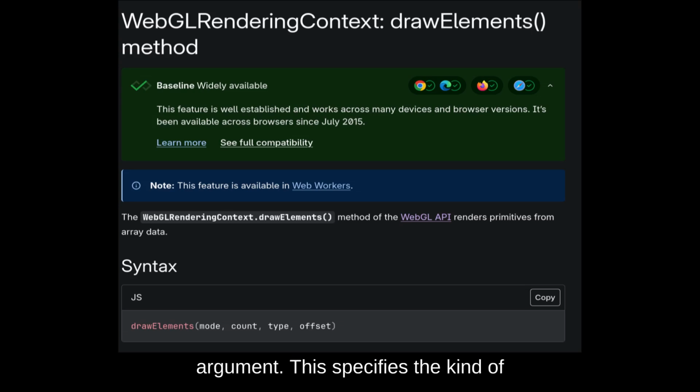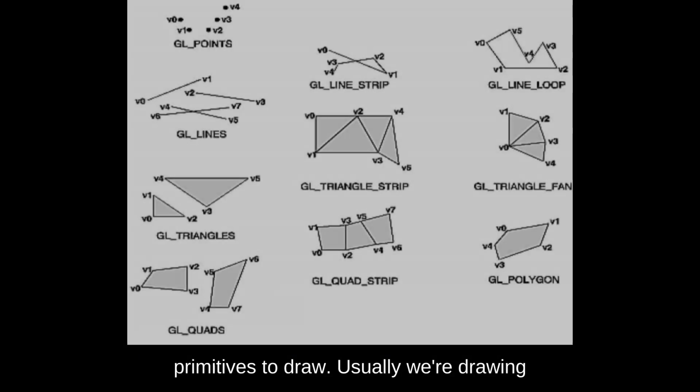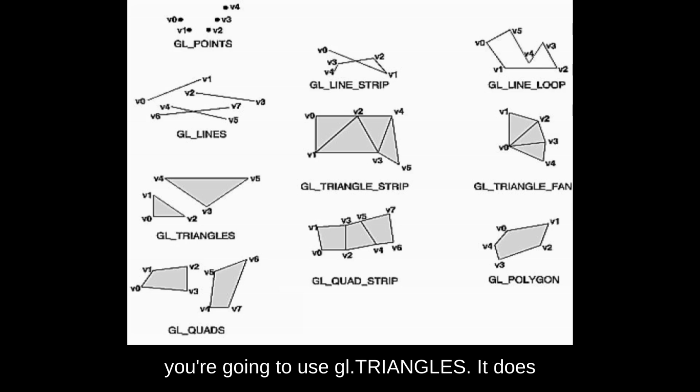Okay, so back to the first argument. This specifies the kind of primitives to draw. Usually we're drawing triangles, like right now, in which case you're going to use gl.TRIANGLES. It does exactly what we've been talking about. It looks at each set of 3 vertices, treats them as though they're making up a triangle, and fills in that triangle. It does this to all the triangles just like you'd expect. Now we have line strip. This will draw straight lines to each vertex in the order that you give them. Next we have line loop, which is the same as line strip, except the first and last vertices are connected.